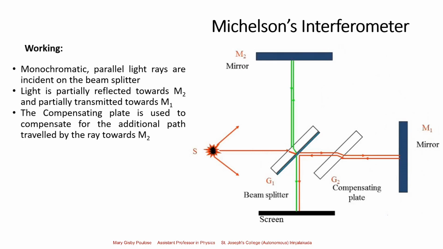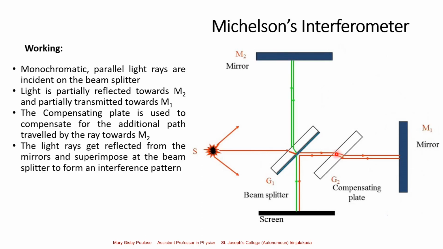Now this additional path is compensated in the compensating plate. The transmitted light, represented by the red rays, travels the thickness t in this direction, and after reflecting from the mirror M1, again travels through this plate of thickness t. Hence, the additional path difference of 2μt is compensated, where μ is the refractive index of the compensating plate, identical to that of the beam splitter, and t is the thickness of the compensating plate, which is identical to that of the beam splitter.